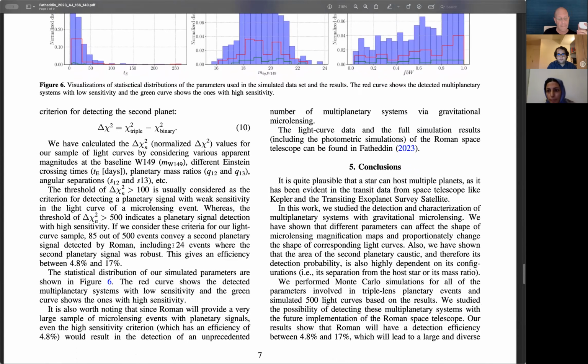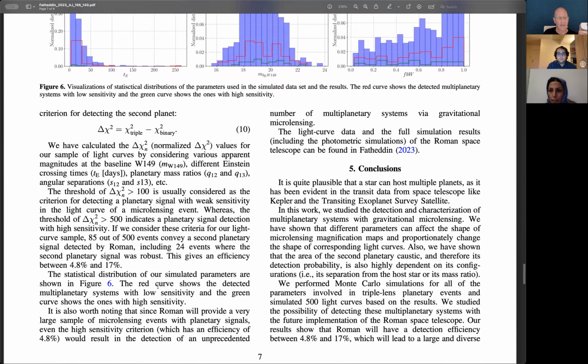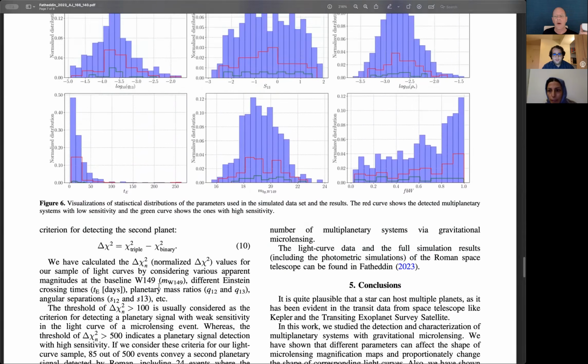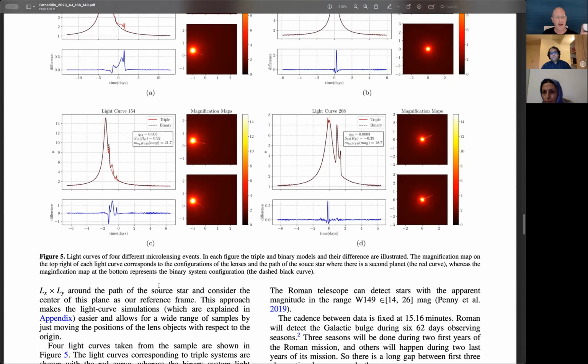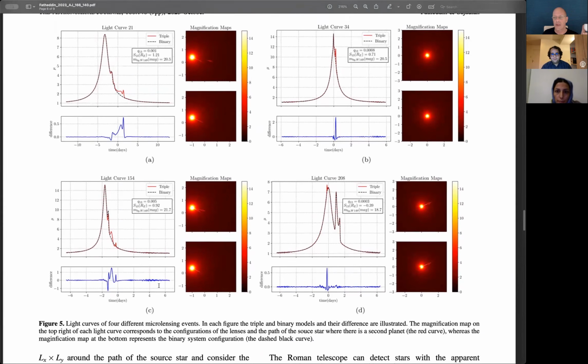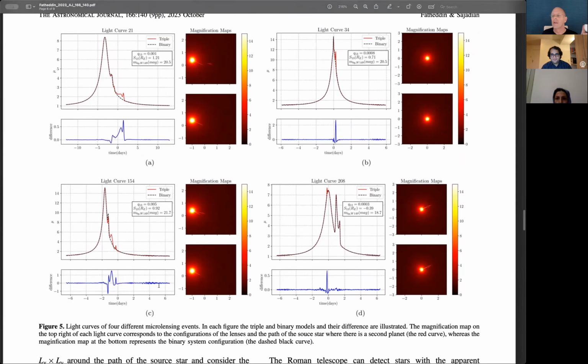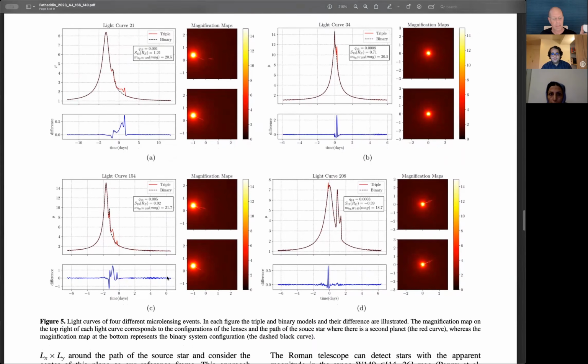I think Hossein can explain this part. Okay, so let's go to figure 5. Let me pull in the light curves for the different ones. In figure 5, we can see we prepared 500 simulations for different scenarios of triple lens configuration, and 4 of them are shown in figure 5.